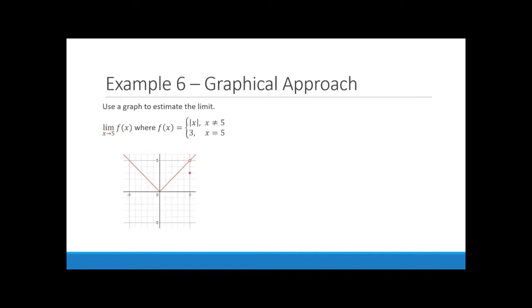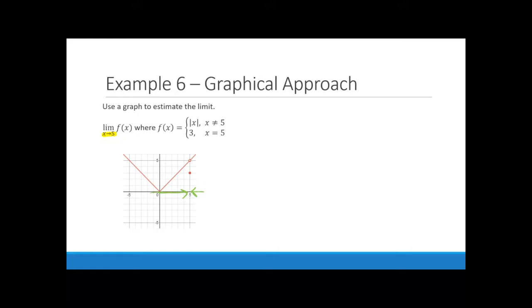Here's another one, and there's one similar to this on the assignment. Again, we're given something piecewise, but instead of two parts that don't match, we have just a hole in the graph, and then the point somewhere else. So we're asking, what is the limit as x goes to 5? We're looking at what happens as x goes to 5 from the right and from the left.